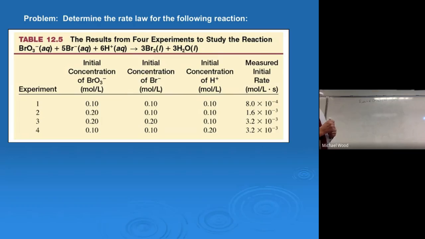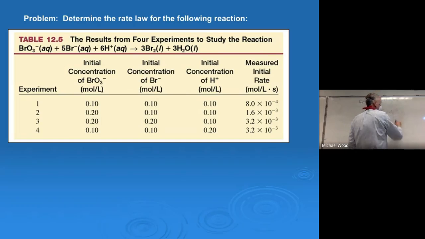And remember, when you're figuring out which number is larger, the first thing you want to do is look at the exponents. So 3.2 times 10 to the negative 3 is larger. So I'm going to do experiment 4 over experiment 1. So I've got 3.2 times 10 to the negative 3 over 8 times 10 to the negative 4. And again, I'm just going to include the part of the reaction we're looking at, which is the H plus. So I have 0.20 over 0.10 to the Z.